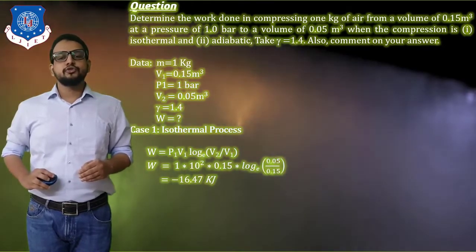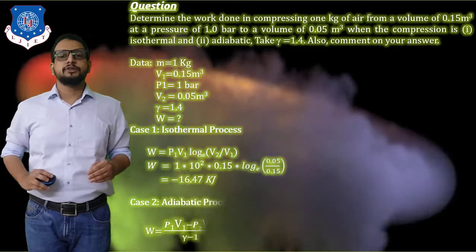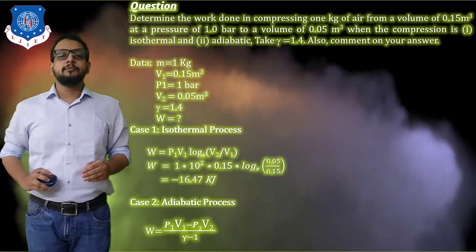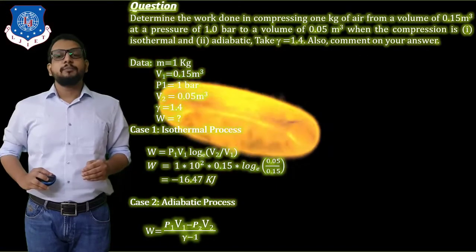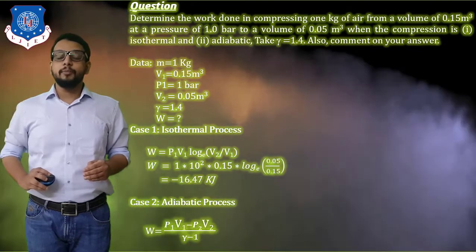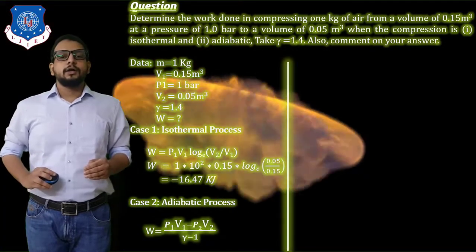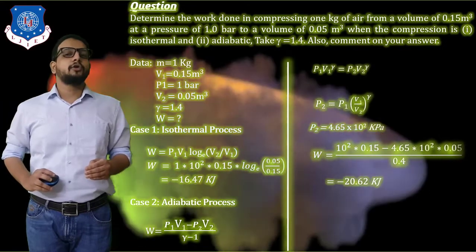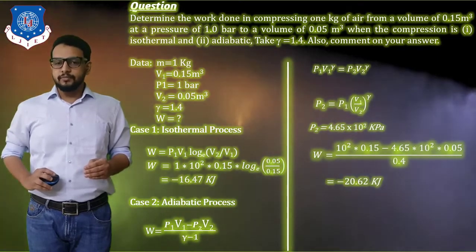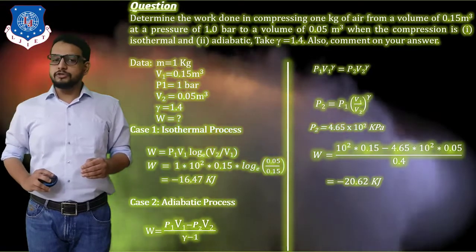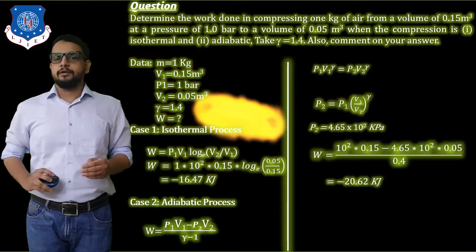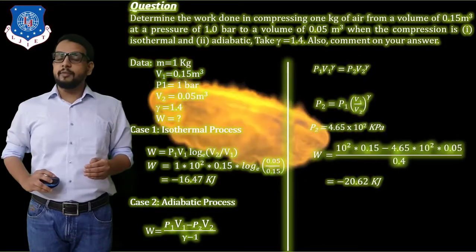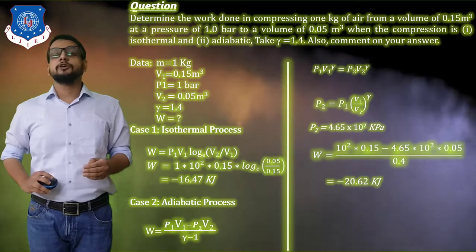Now let's consider case 2, that is the adiabatic process. What is the equation for work output in an adiabatic process? We would say that W is equal to P1 V1 minus P2 V2 upon gamma minus 1. Now our next task is to see whether the requirement of the formula is satisfied or not. P1 is given, V1 is given, V2 is given, and gamma is given as 1.4, but P2, that is the final pressure, is unknown. So our first target for determining work done will be to determine the final pressure P2.